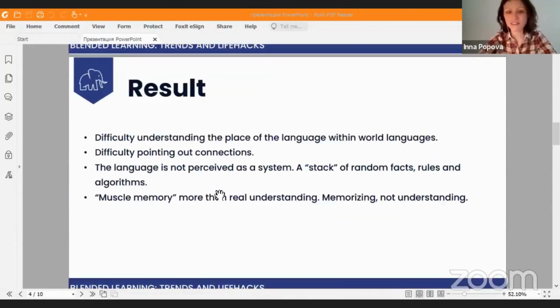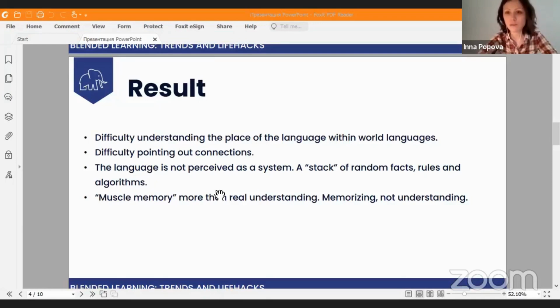But what we decided to do when we restructured this program, oh no, sorry, one more thing to say. The result of this situation is that students usually, as I can see, have difficulty understanding the place of the language within world languages. I have looked at some of the students' books, and they give the understanding of Russian language as the national language of Russia, but not as one of the Indo-European or Slavic languages, nothing like that. They have difficulty usually pointing out connections between word formation and morphology, for example, or phonetics and some changes in spelling, because this connection is not pointed out.